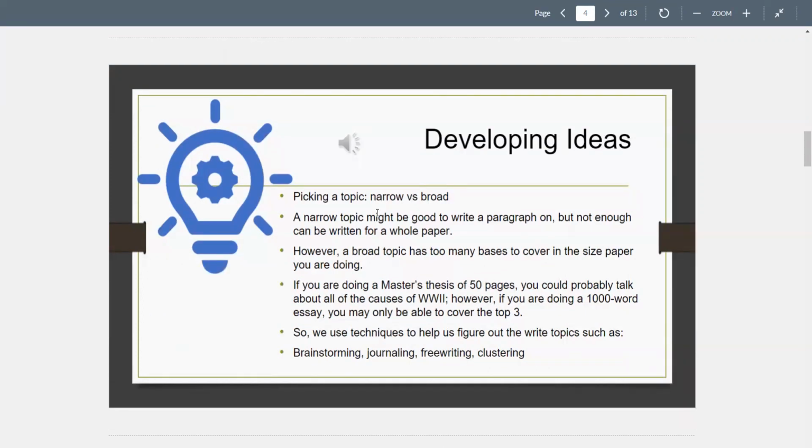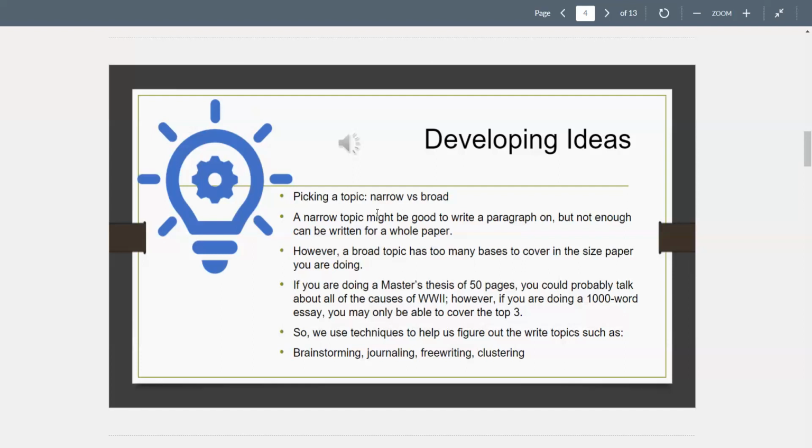My master's thesis was about 53 pages. And that's pretty common, over 50 pages for a master's thesis. So if you're doing one in history, for example, you could probably talk about all of the causes and effects of World War II. But if you're doing a 1,000-word essay, which is about 3 pages, you're probably only going to be able to cover the top 3 causes or the top 3 effects, or 1 or 2 causes, 1 or 2 effects. It just depends on how much you have to write about. So we have to narrow the topic a little bit.